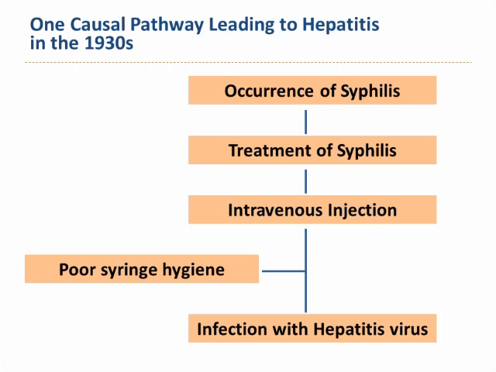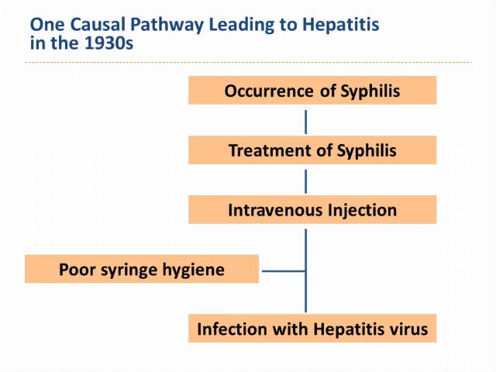Hepatitis virus may have been transmitted through the use of poor syringe hygiene. So we ask ourselves, was syphilis a cause of hepatitis infection in the 1930s? We might initially think that this doesn't make sense. There's no biological reason why syphilis would cause hepatitis.